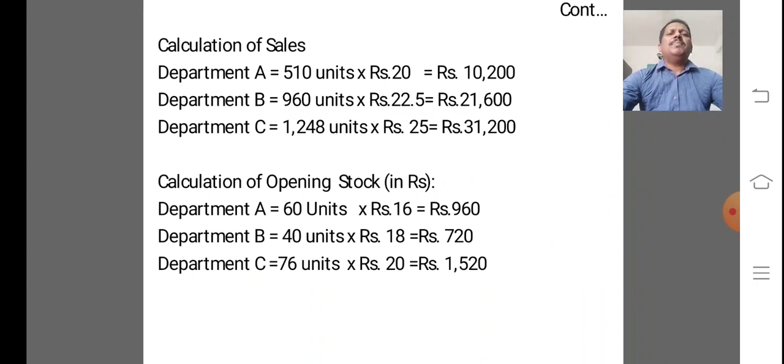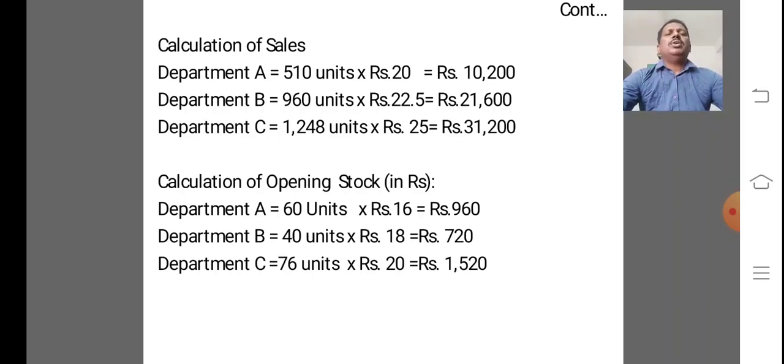And calculation of sales. In Department A, 510 units into rupees 20 is equal to rupees 10,200. In Department B, 960 units into rupees 22.5 is equal to 21,600. In Department C, 1,248 units into rupees 25 is equal to 31,200.